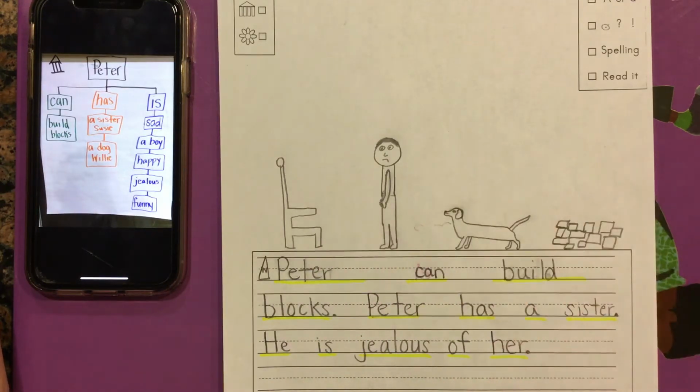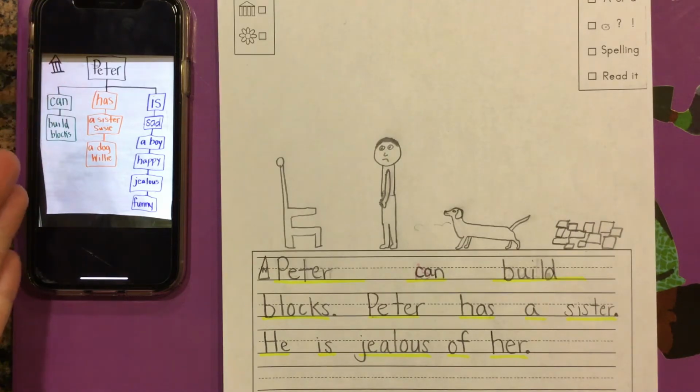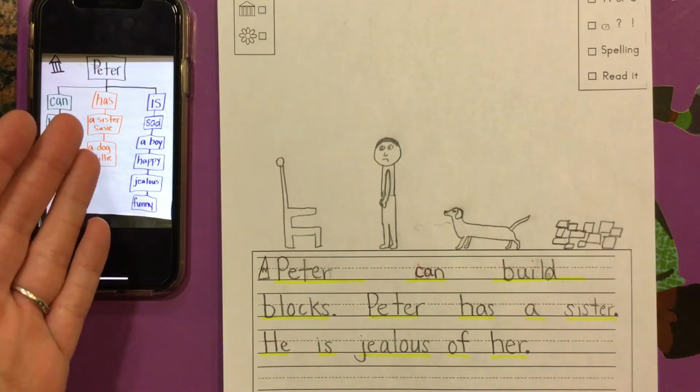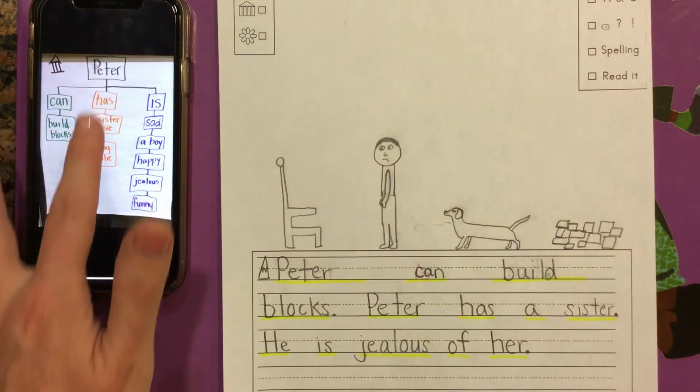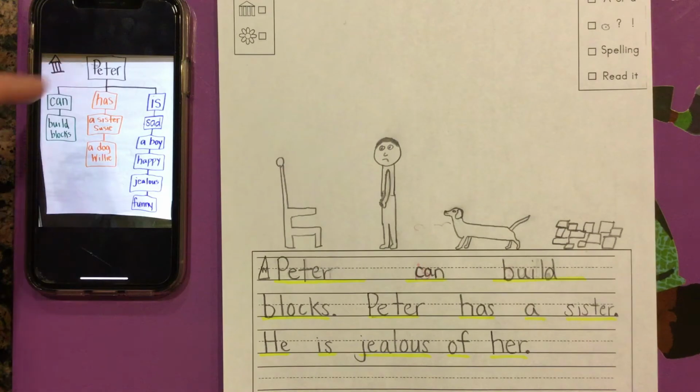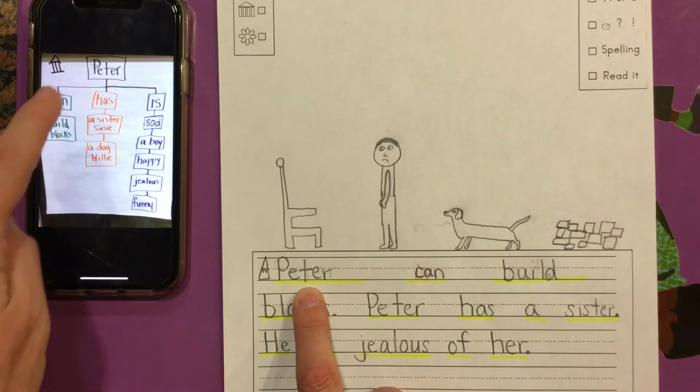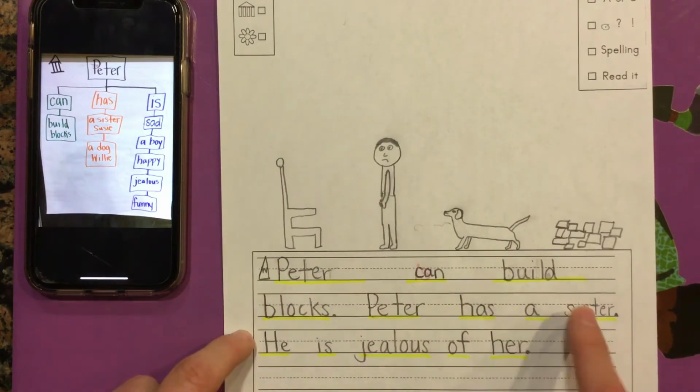So I'm going to use this tree map that we did yesterday, and I actually already did the writing because I really just want to talk about it with you guys. So we use the tree map to talk off the map, and then every time we talk off the map, we know that's going to be one of our sentences. So we go in order here using each category: Peter can, Peter has, Peter is. So I take those sentences, and when I say that sentence, that's going to be the first sentence I write.